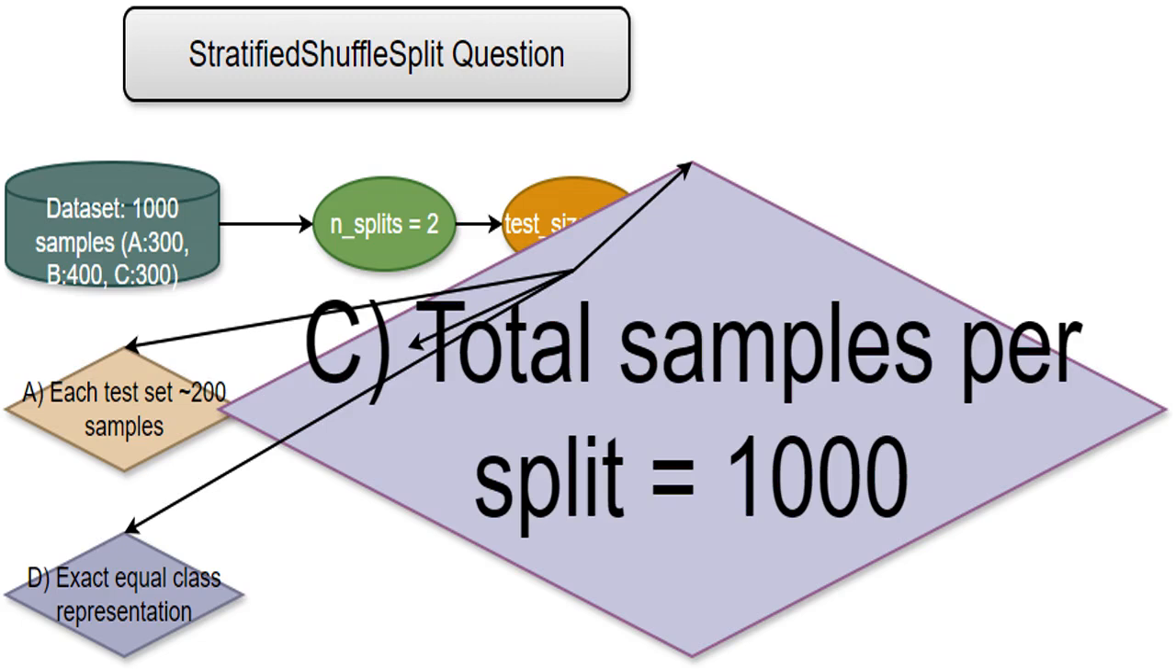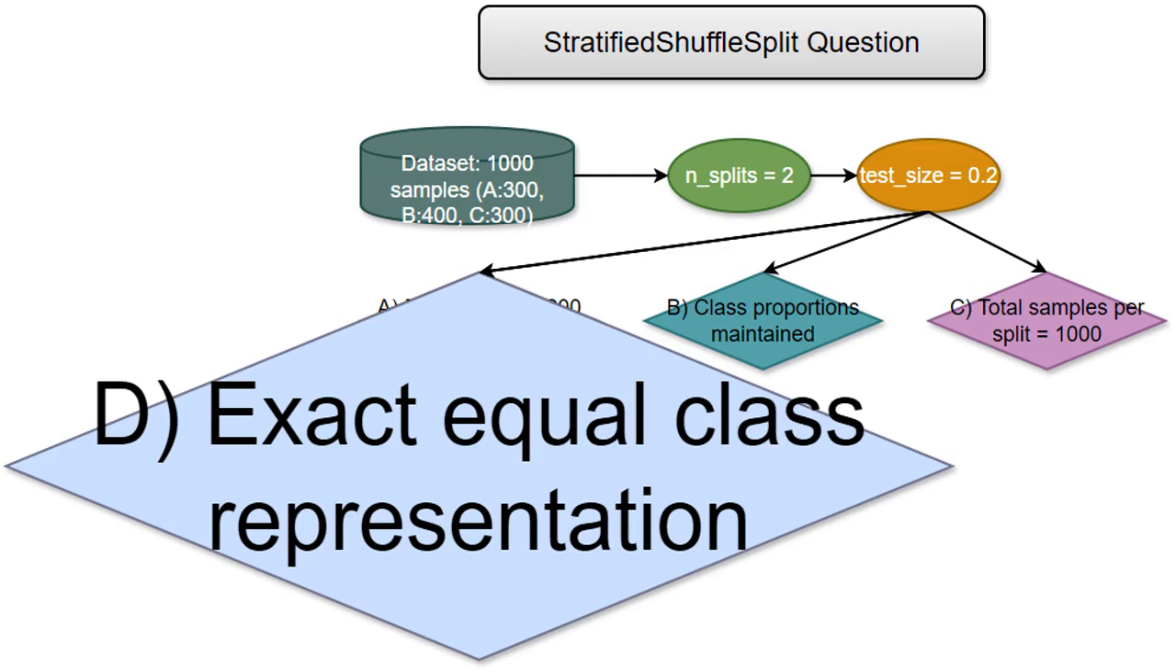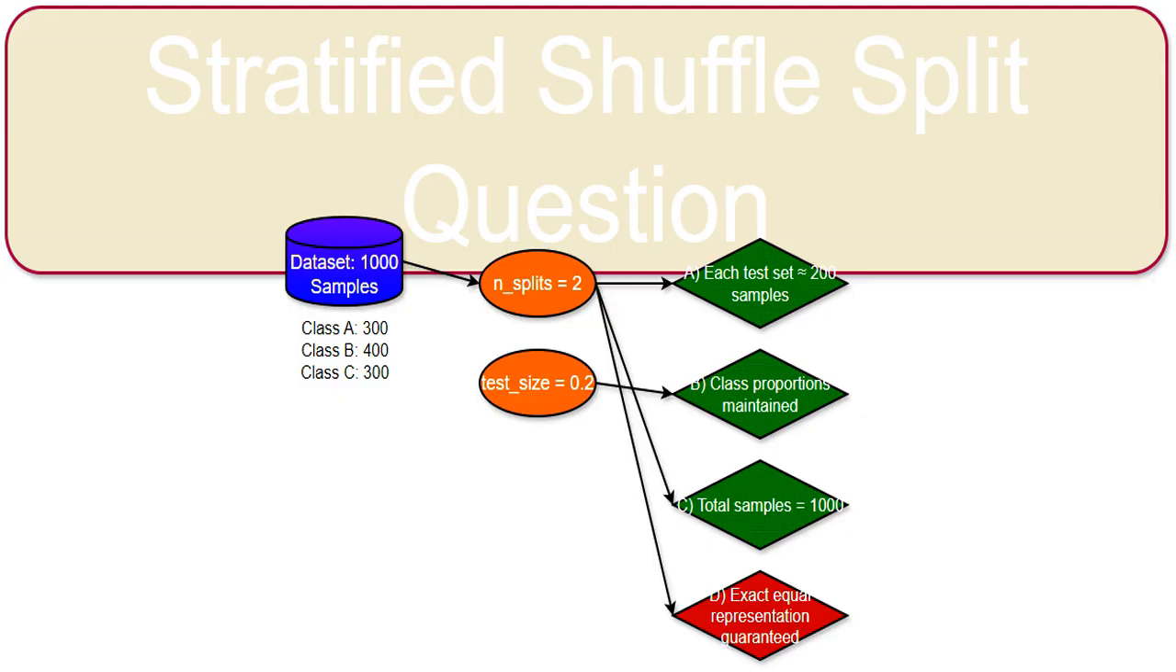Each split, training plus testing, will have all 1,000 samples from the original dataset, simply divided differently. While stratified shuffle split tries its best to maintain the class proportions, it's not guaranteed to create perfectly equal representations because of the random sampling involved. There might be minor variations. This question tests your understanding of how scikit-learn's stratified shuffle split works. We'll examine how it splits data while keeping the proportions of different classes balanced. It's all about making sure your test and training sets accurately reflect the real-world data distribution.